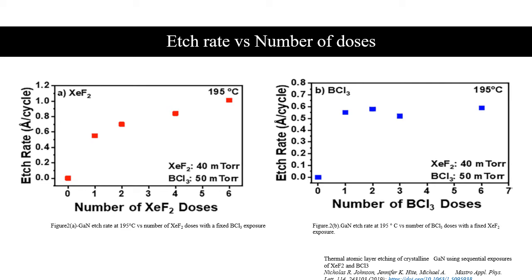When the xenon difluoride dose was 6, the etch rate was 1. This could affect the conformality of gallium nitride ALE in high aspect ratio structures. Whereas in figure B, the conditions were the same except that the boron trichloride dose was varied. Here the etch rate saturated very quickly, and this lack of dependence on boron trichloride exposure argues for the ligand exchange mechanism for gallium nitride ALE.